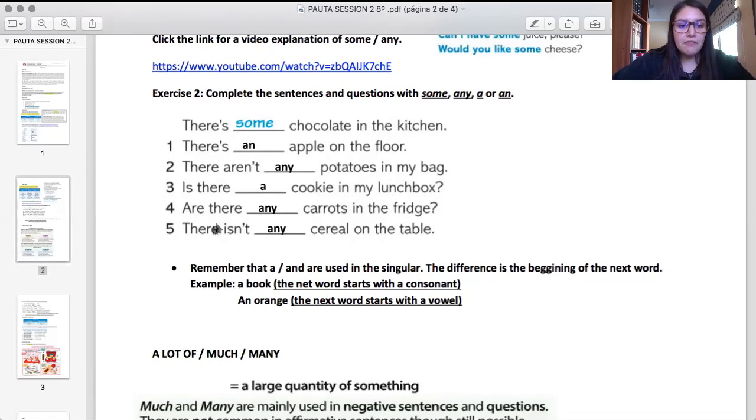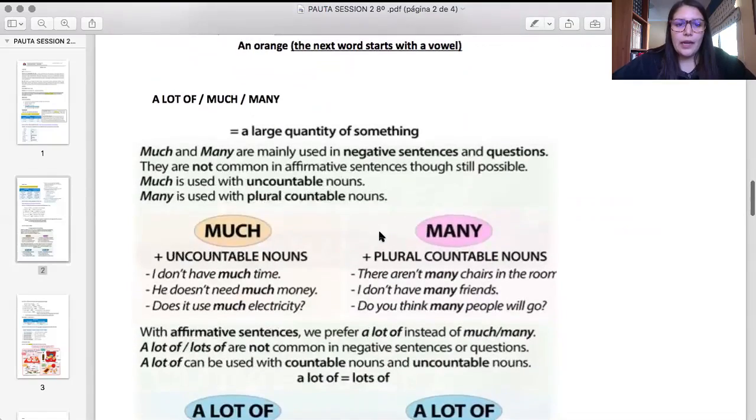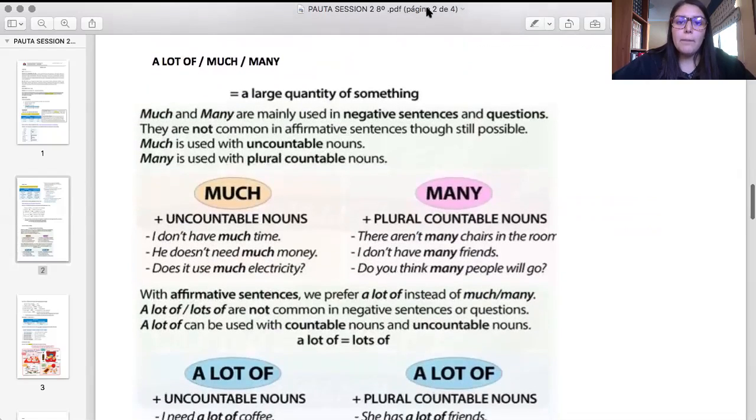And number 5, there isn't any cereal on the table. It's negative, so we use any. And again, you have to remember that we use a and an in the singular form. Okay, let's move on to a lot of, much, or many.